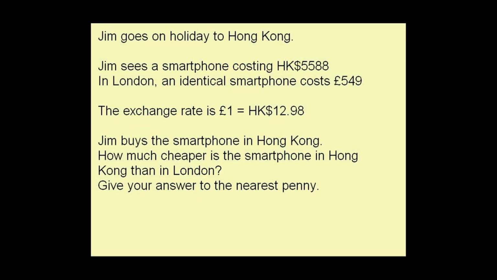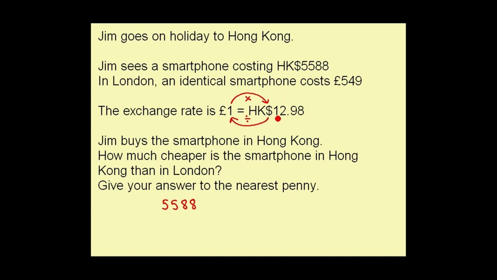This is a typical exam-style question now. There's lots of words here, but the important thing to look for is the exchange rate. Remember, when you're going on holiday, you're going to have a nice time, and when you're coming back, you need to divide. Now, Jim goes on holiday to Hong Kong. He sees a smartphone costing this much money, and he buys the smartphone. What we want to know is how much cheaper the smartphone was in Hong Kong than it would have been in London. So we know he paid this much money in Hong Kong dollars.